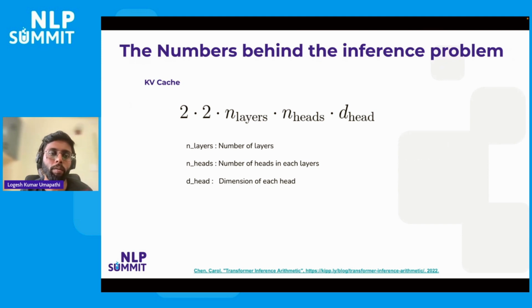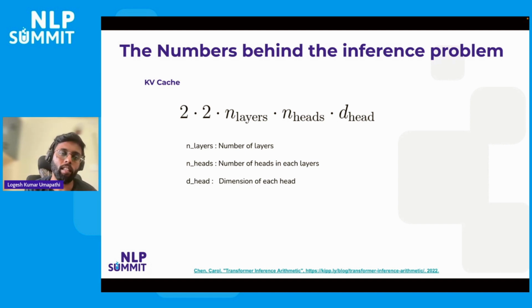So we saw how KV cache quickly adds up. To give a number to it, the way we can calculate the KV cache is this: 2 multiplied by 2, and then into number of layers, number of heads, and then the dimension of head.